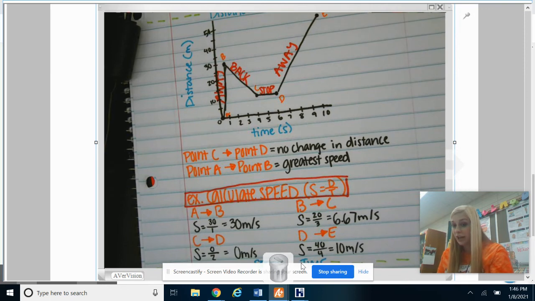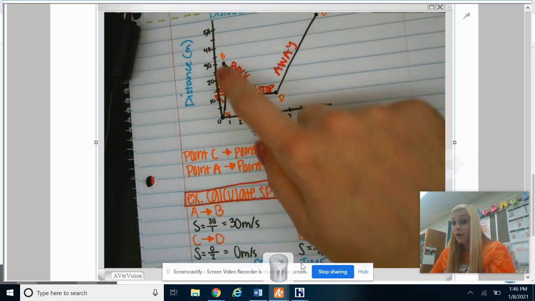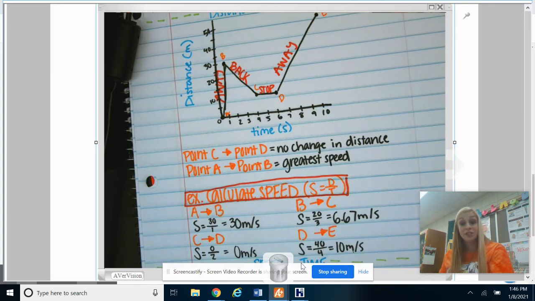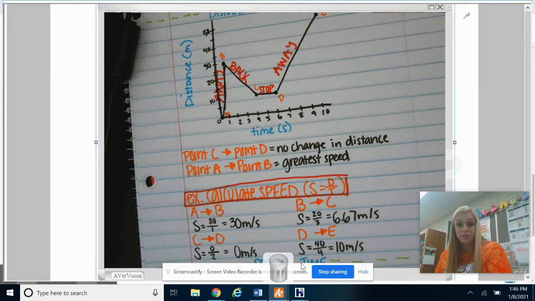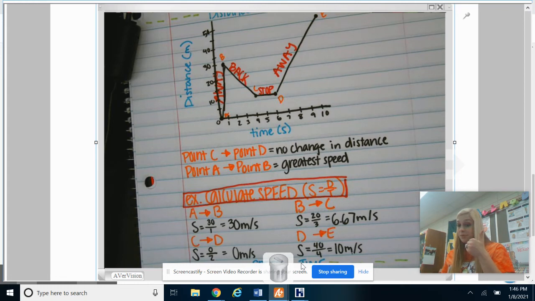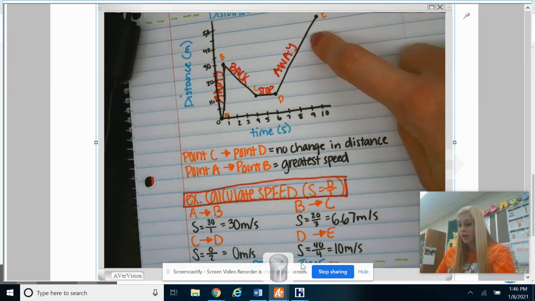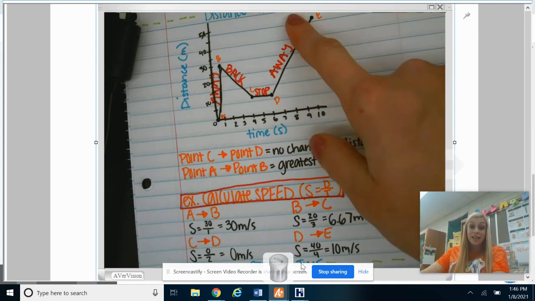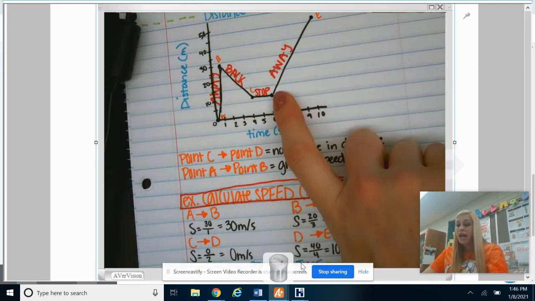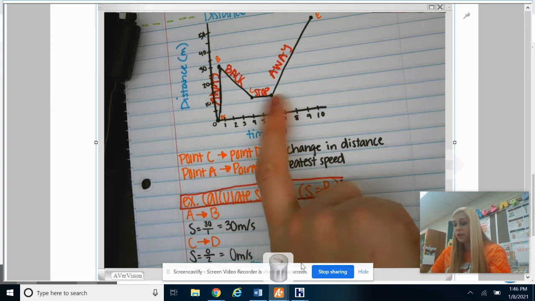Also, did we change directions? We were moving away, now we're moving back. So we changed directions. Right here, are we accelerating? We're stopped, we're not moving. So are we speeding up? No. Are we slowing down? No. Are we changing directions? No. But then we begin moving again at a speed of 10 meters per second. So now we are accelerating.